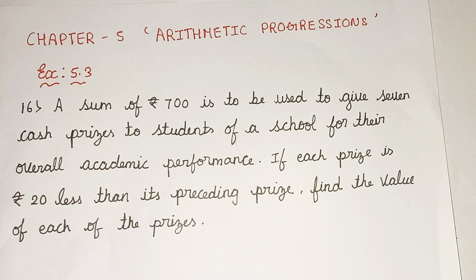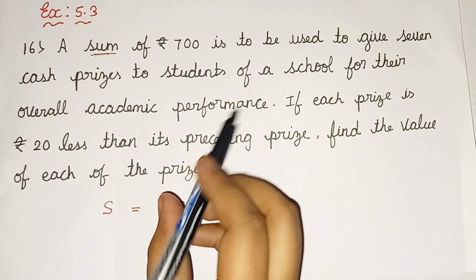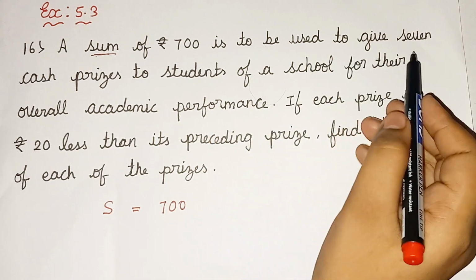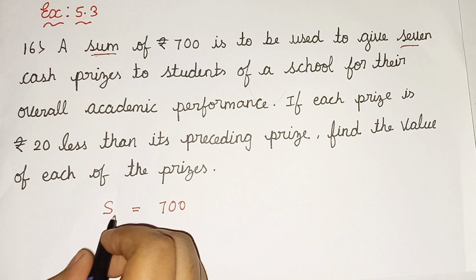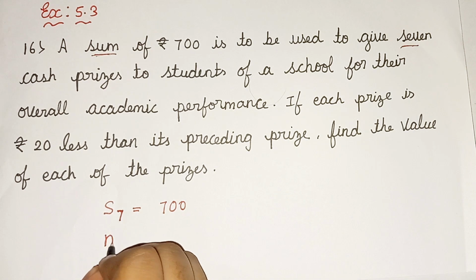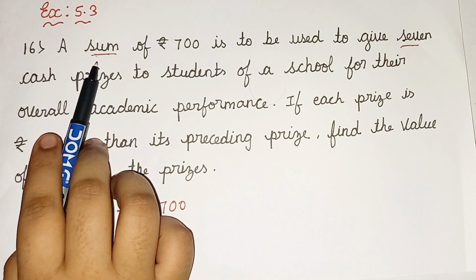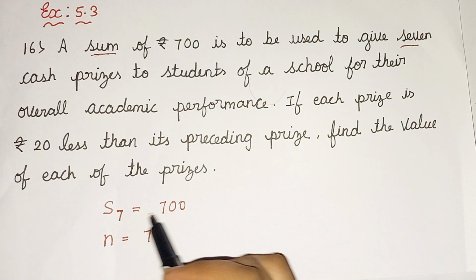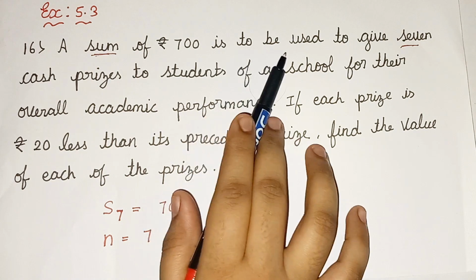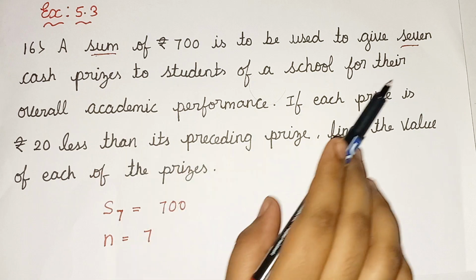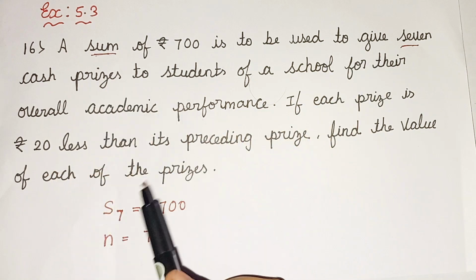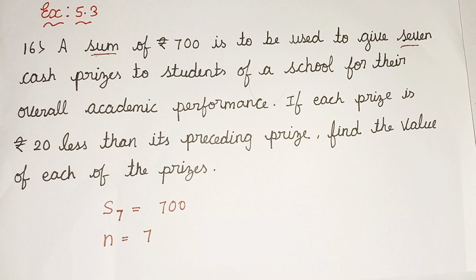Okay, so a sum of 700. They mentioned sum, so the sum is equal to 700. It is to be used to give 7 cash prizes. They mentioned 7, so the n value is 7. So try to understand. Here they mentioned sum, so sum of rupees 700 means the sum is equal to 700, to be used to give 7 cash prizes. So here we have 7 cash prizes, right? So we are supposed to take it as n. You know, right? Why are we doing like that?